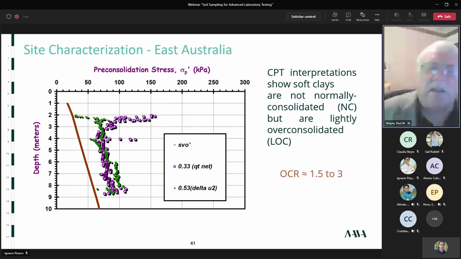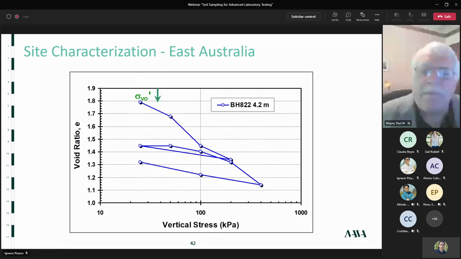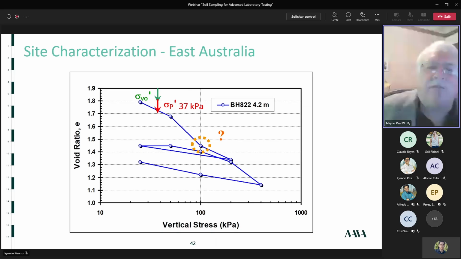So I said, well, let me see the actual lab results. They said, well, we'll have to dig through the files, and this is what we came up with. So I found the raw data. They found it, gave it to me, and I plotted it up. And here's my consolidation data. Here's the effective vertical stress shown as a green arrow, and there's their interpretation of preconsolidation of 37 kPa. And frankly, I don't see it. I'm not sure why the blue dots, the consolidation test, drop down and go back up. But let's look at the next one.